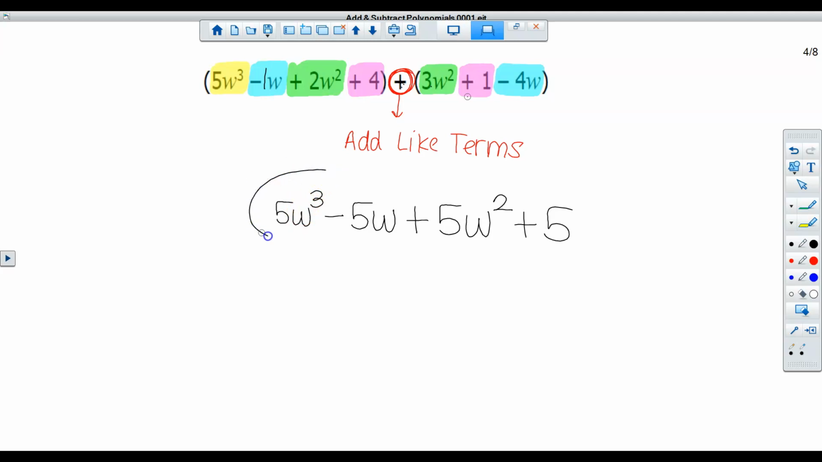So after combining my like terms, here is my answer. Now notice this was an addition problem, so I added the like terms from the first set of parentheses to the terms in the second set of parentheses. I'm always adding on these.